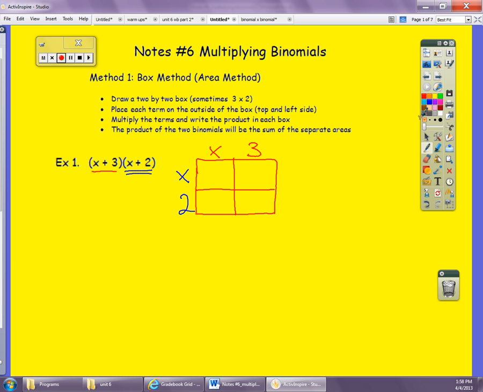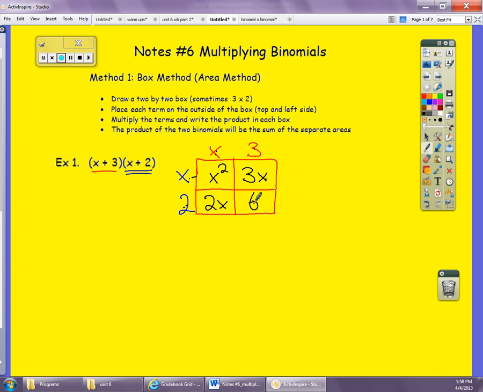What I mean by that is we multiply. In this box, we have x times x, which is x squared. In this box, we have x times 3. Well, x times 3 gives us 3x. And then 2 times x gives us 2x. 2 times 3 gives us 6.